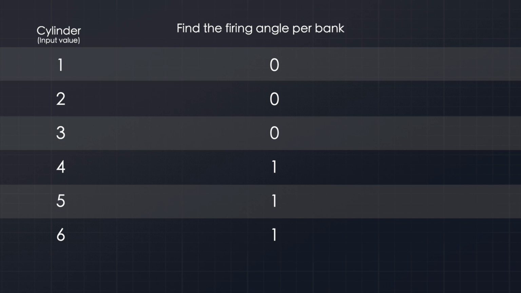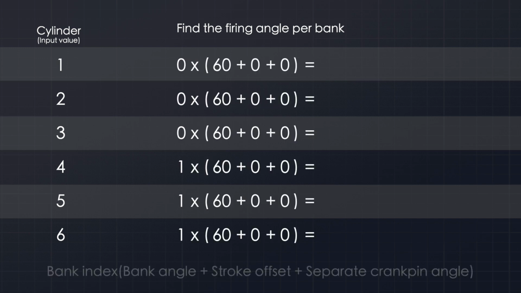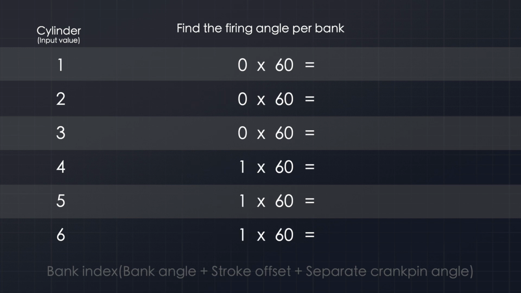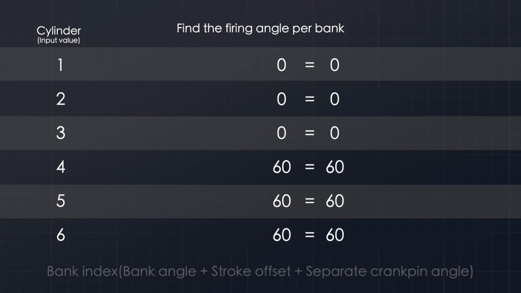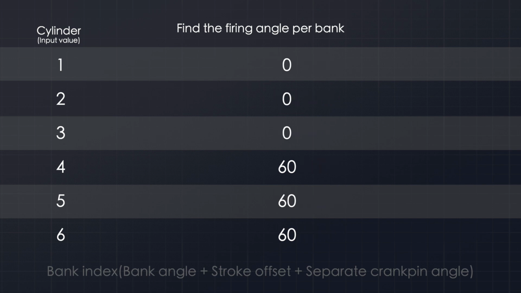Now we can also plug our variables into the formula for each cylinder. We take the bank index and multiply it by the combined total of the bank angle, which is 60 degrees, plus the stroke offset, which is 0, plus the separate crank pin angle, which is also 0. Once we calculate that out, we're left with the firing angle adjustment based on the bank.